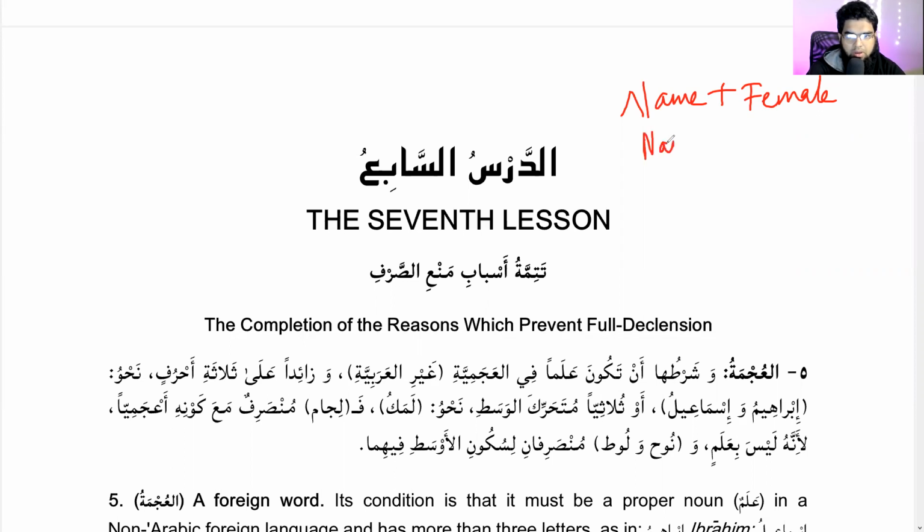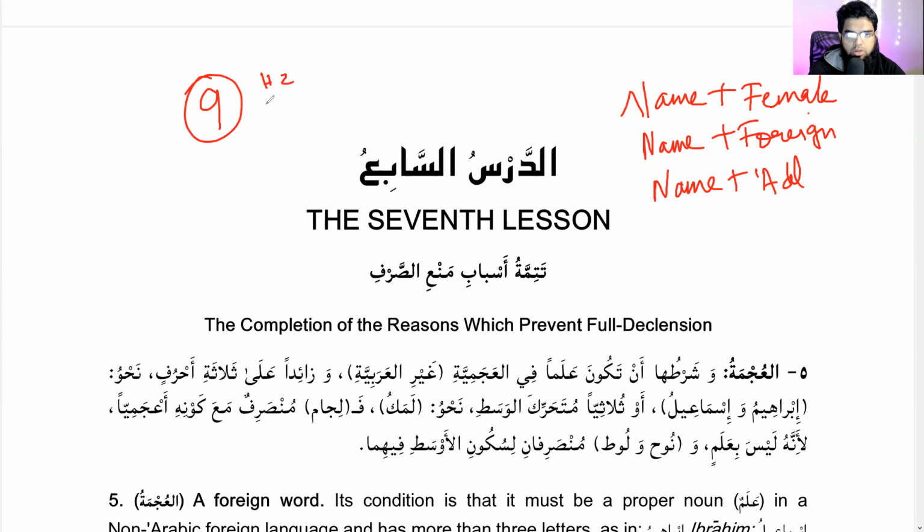Or it could be a name plus foreign, Ujma. We'll learn today, being foreign, like Ibrahim. Or it could be a name plus Adl, right? Adl or Ma'adul. A name plus change form, like Umar was actually Amir, it was changed into Adl. Or it could be an adjective plus af'al and so on. There are 9 conditions and an interplay between them, like 1 plus 2, and then 1 plus 3, and so on. 1 plus 4, and then 6 plus 6, or whatever. I'm just giving an example.